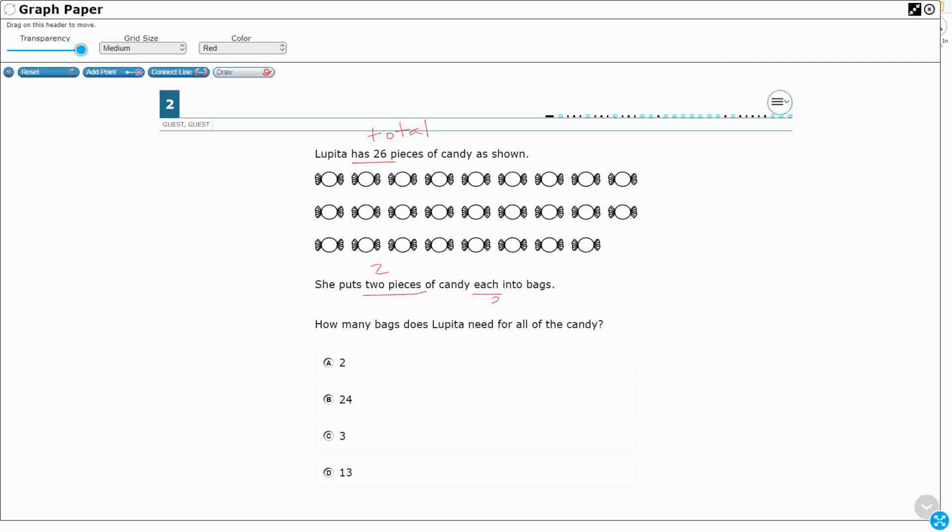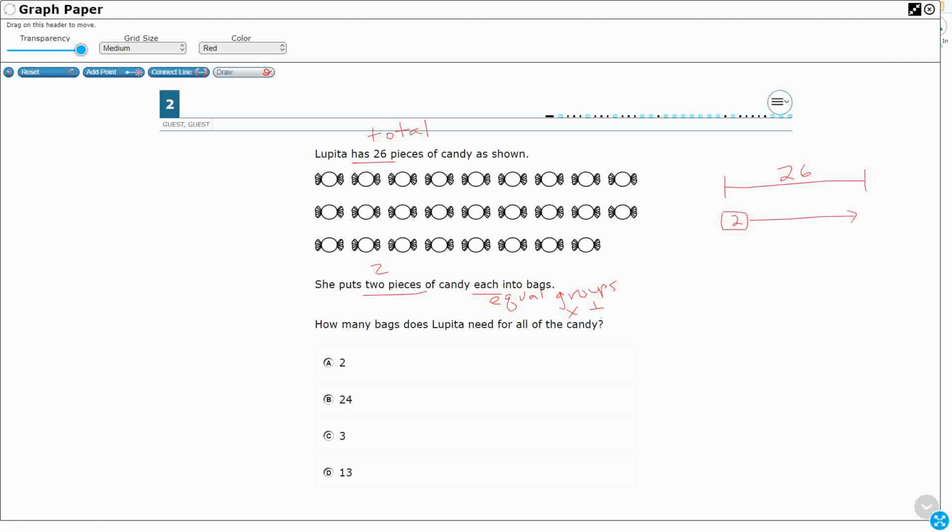Okay, so that's going to be equal groups. And so we're dealing with equal groups. That means we are going to either multiply or we are going to divide. So what are we doing here? Well, we have our total. It's not like we're getting more candy. We have 26 pieces of candy. We're going to put them in sets of 2.